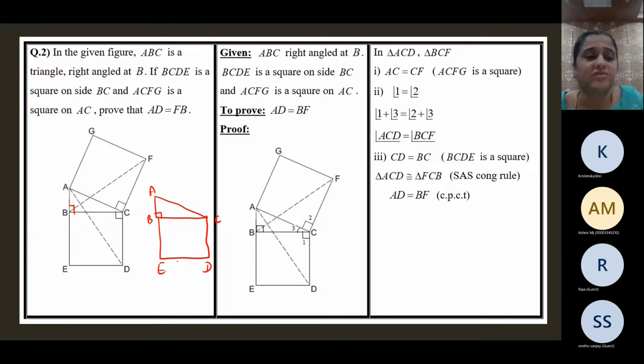And ACFG is a square on AC. AC is the hypotenuse. So we have a square on the hypotenuse, ACFG.